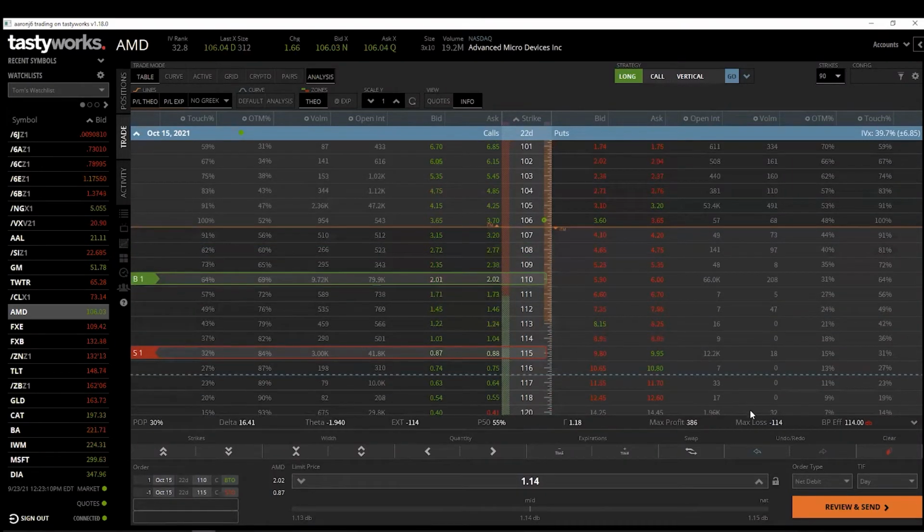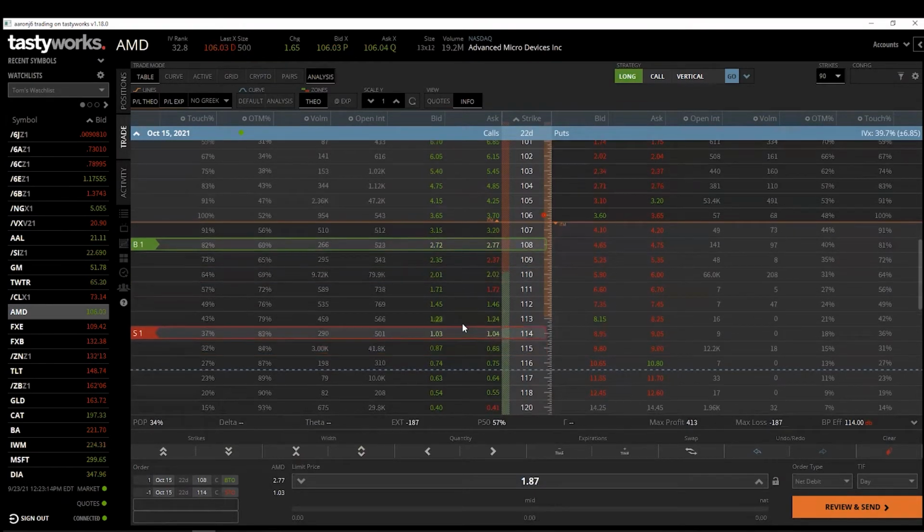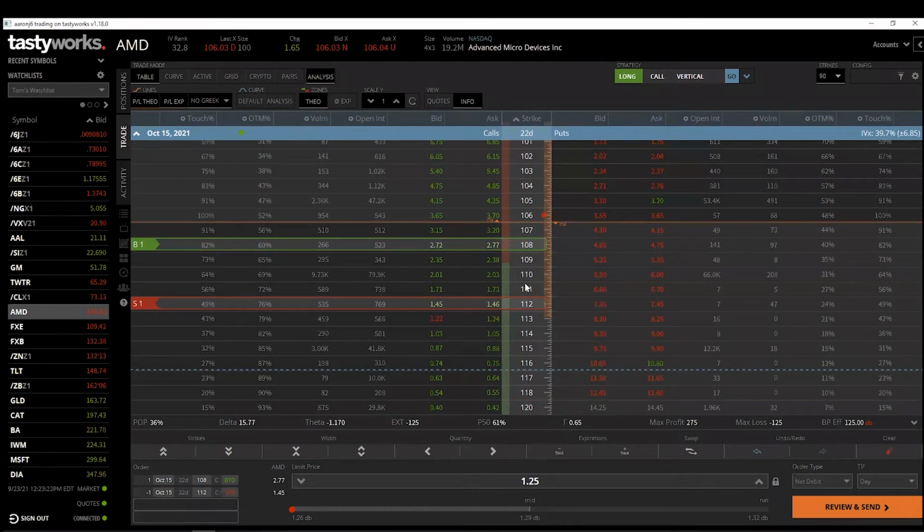This looks great risk to reward wise, don't get me wrong, but you have to be realistic with yourself about something that could actually potentially hit. Even if it doesn't get to 112, it doesn't really matter. Even if it gets to 110, you're still making money. It doesn't have to get to 112 necessarily.